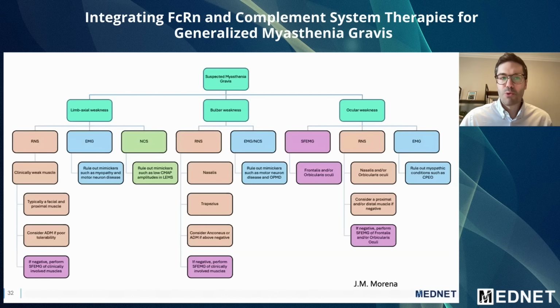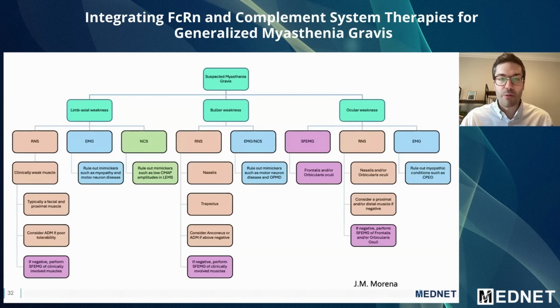EMG is also important in these patients to rule out mimickers such as myopathy and motor neuron disease. And the nerve conduction studies are important as well, as a mimicker could be Lambert-Eaton myasthenic syndrome, which would have low CMAP amplitudes, whereas they would be normal in myasthenia gravis.